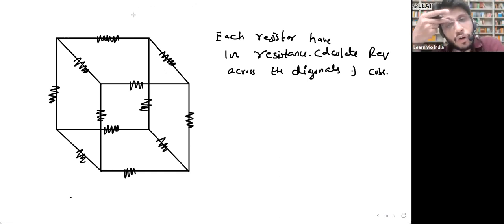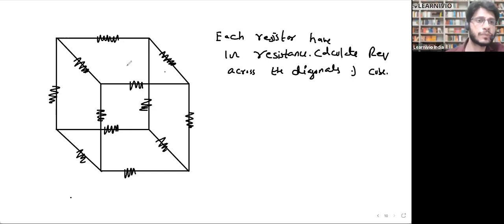To get the value of R equivalent, see, these are the two diametrical points. Let's name this cube as A, B, C, D, E, F, G, H. So we have two diametrically opposite points, one is B, another is H. It is supposed to calculate the equivalent resistance either across B and H or across A and G, across any two diametrically opposite points.